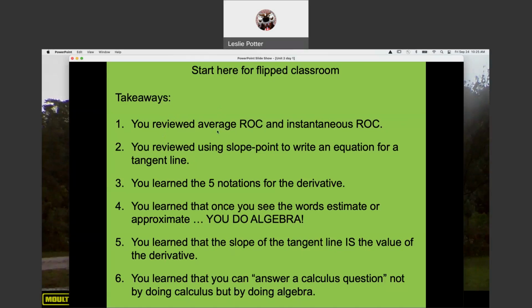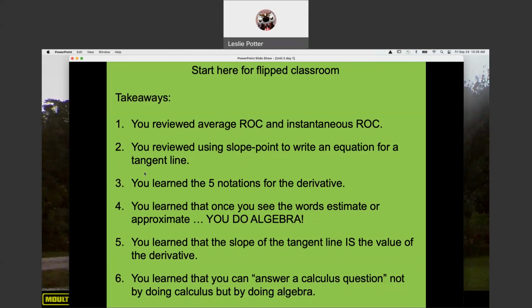So we reviewed average rate of change and instantaneous rate of change. You reviewed the point-slope form of the equation of a tangent line, which is always up at the front of the room on an anchor chart, right above the bulletin board. You learned, this is the big new thing, five notations for the derivative.